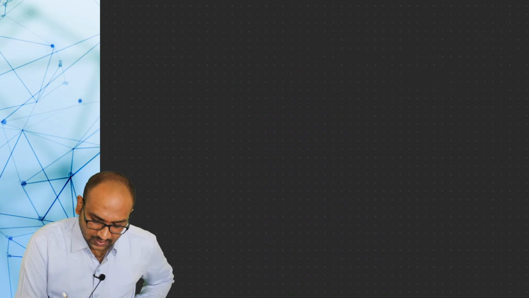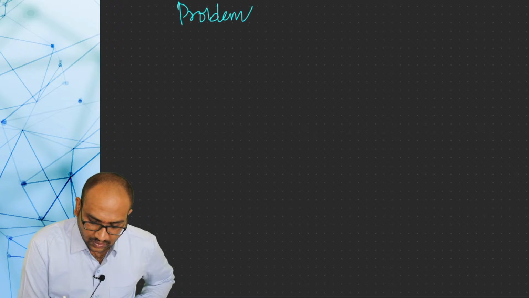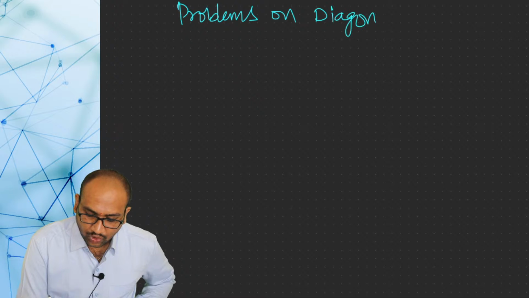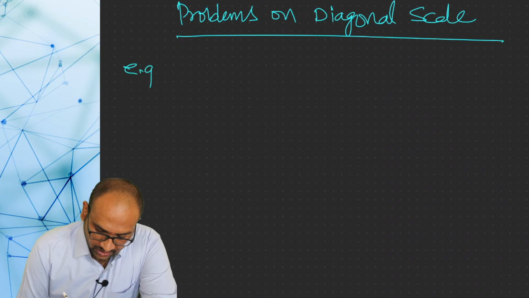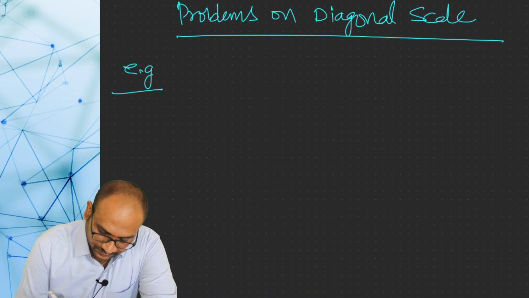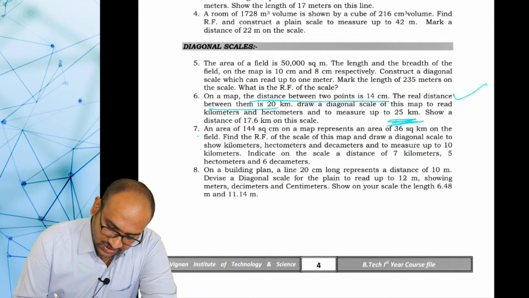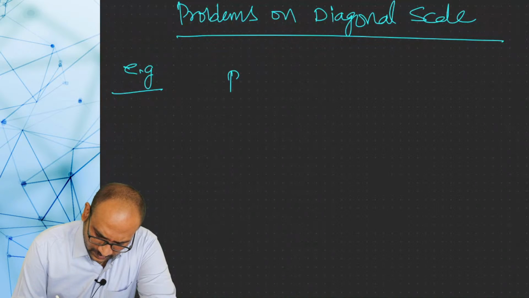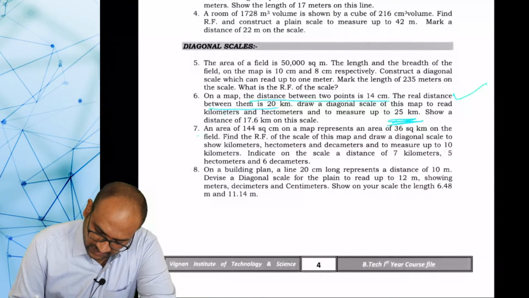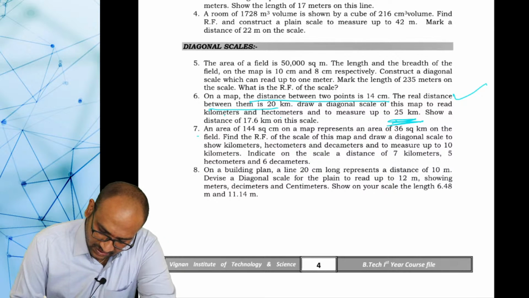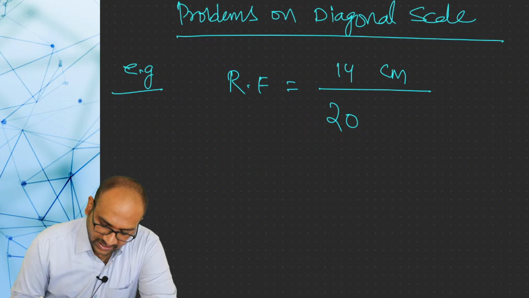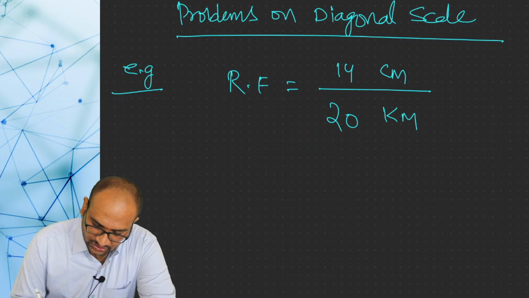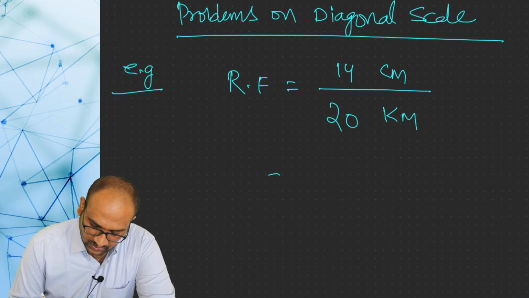Problems on diagonal scale. First problem, that is given data. The distance between 2 points is 14 centimeter. Length of the drawing is 14 centimeter divided by the real distance between them, 20 kilometer. We know that RF is length of the drawing by actual size of the object. Actual size of the object is 20 kilometers. So first we need to calculate this RF.